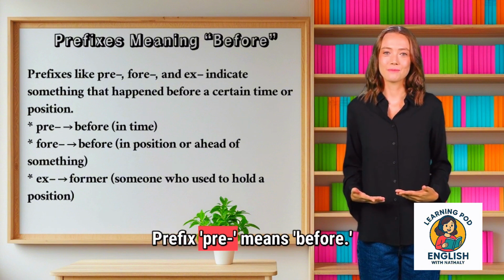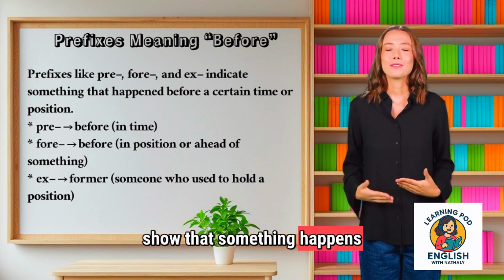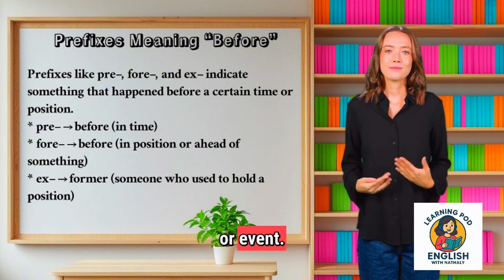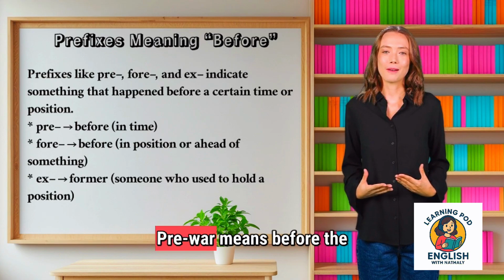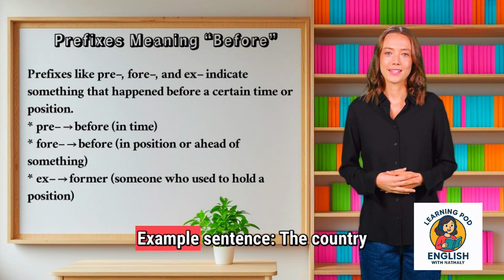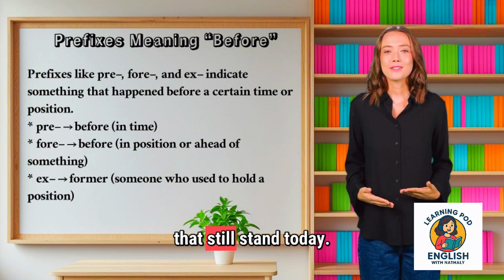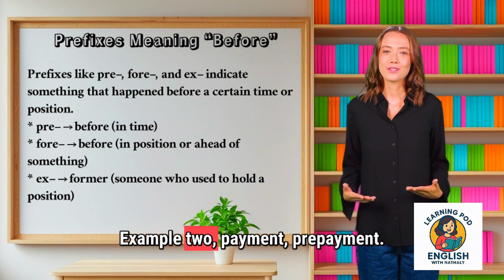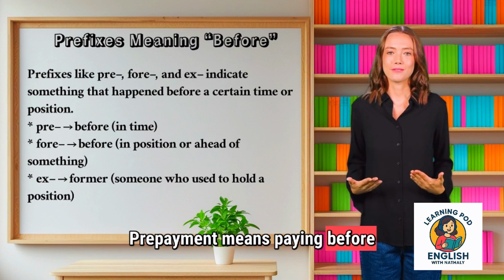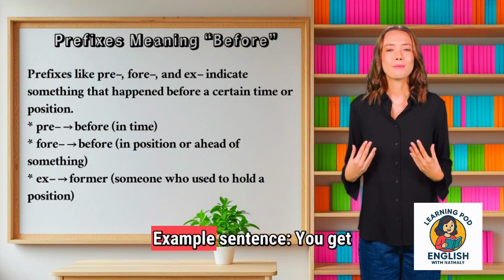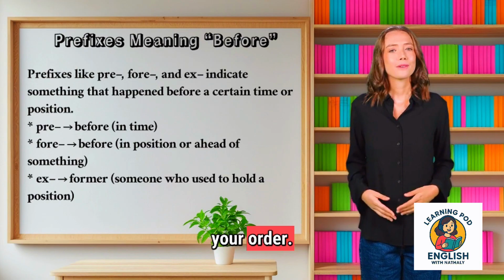Prefix pre means before. We use pre to show that something happens before a certain time or event. Example 1. War, pre-war. Pre-war means before the war. Example sentence: The country had many pre-war buildings that still stand today. Example 2. Payment, prepayment. Prepayment means paying before the due time. Example sentence: You get a discount if you make a prepayment for your order.